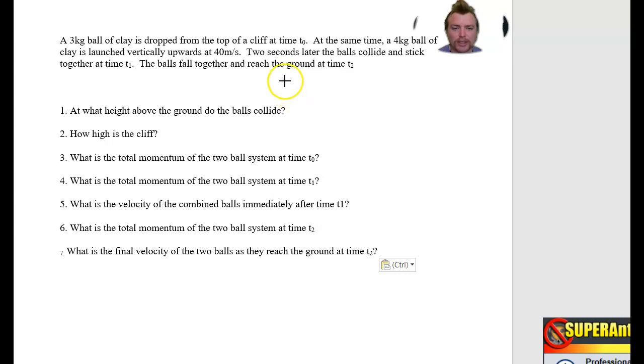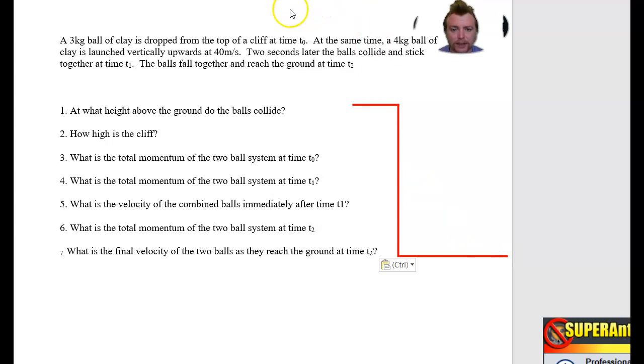Well, all you need to know is the initial speed of the bottom ball. We know that the acceleration due to gravity is 9.8 meters per second squared. And we can figure out that after 2 seconds, how high it is that they collide. Similarly, for the second ball, we can find out how far it falls in 2 seconds. And since those things are meeting in the middle, right, here's our cliff.